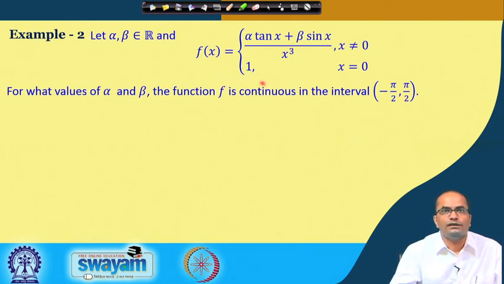Now, one example here. Let alpha, beta be in R, so they are real numbers, and we have f(x) equal to alpha tan x plus beta sin x over x cube when x is not equal to 0, and the value is 1 at x equal to 0. In this case, we want to find for what values of alpha and beta the function f is continuous in the interval minus pi by 2 to pi by 2.